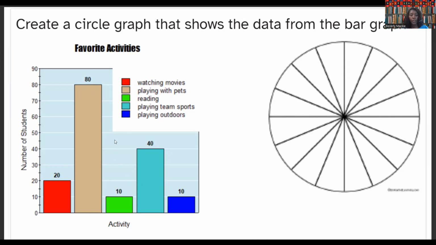All right, so we're going to just take that on over to the circle graph and do the same thing. Now, circles represent, each section represents part of the whole. All right, let's put that over here somewhere.